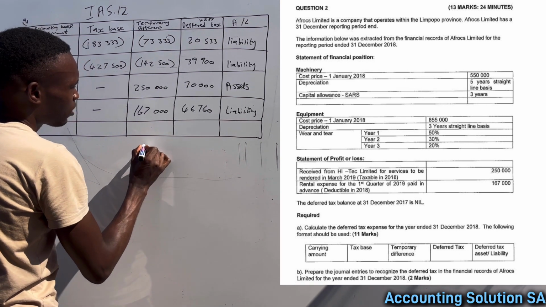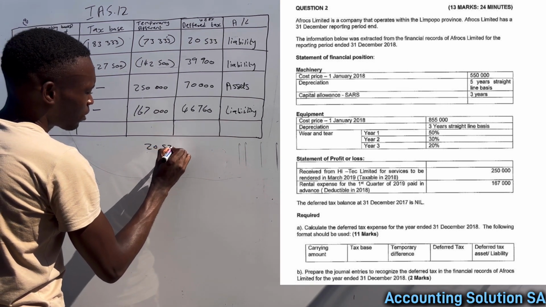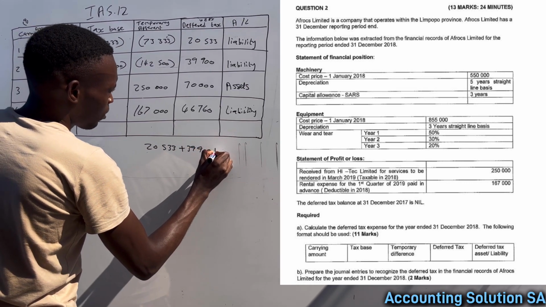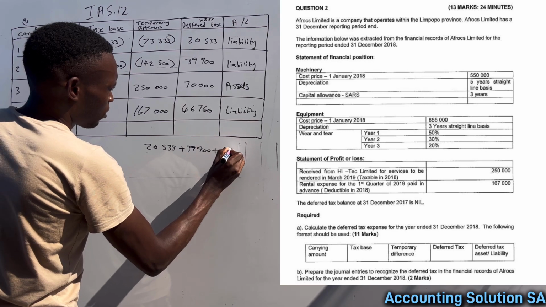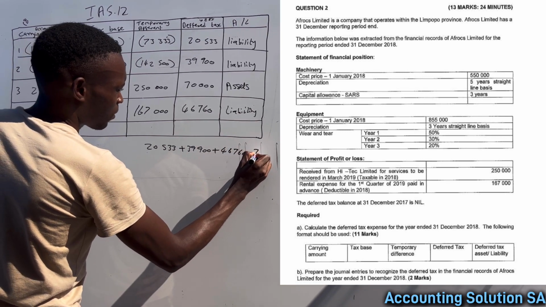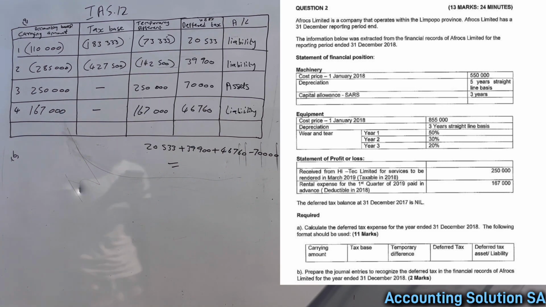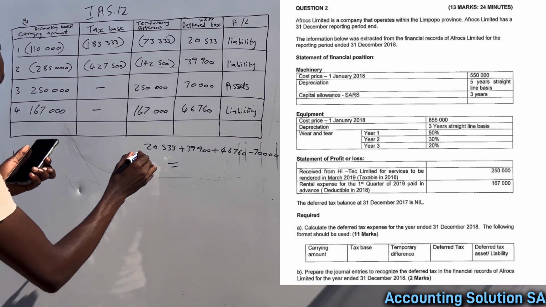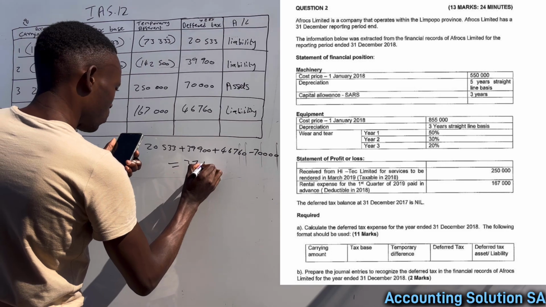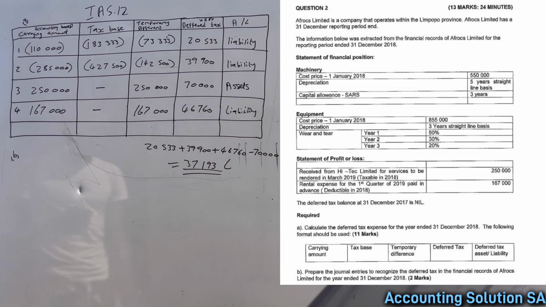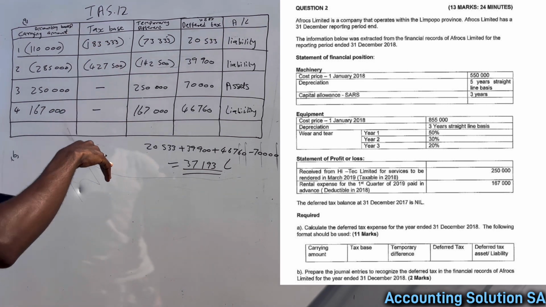Okay, you can say 20,533 plus 39,900 plus 46,760 minus 70,000. Then we will get our deferred tax of 37,193. This will be a liability, because liability amounts are more than assets.